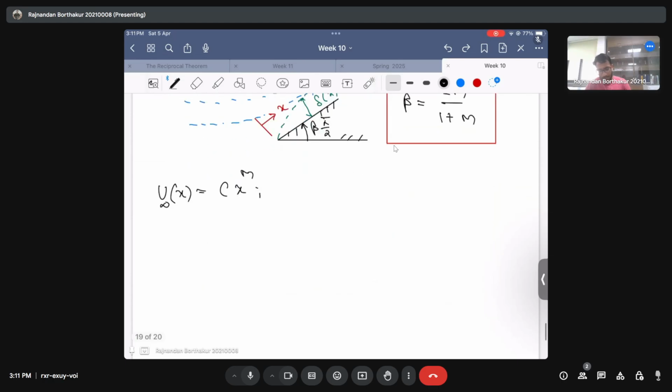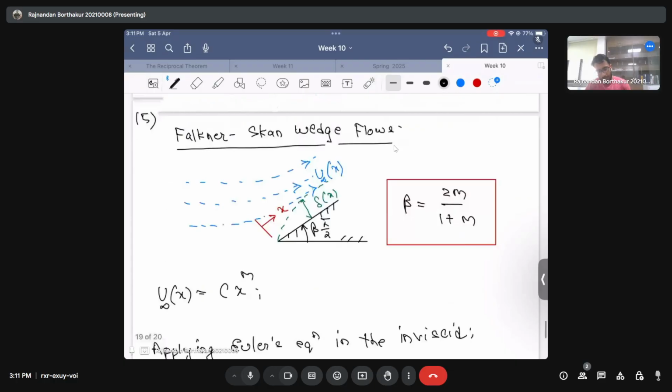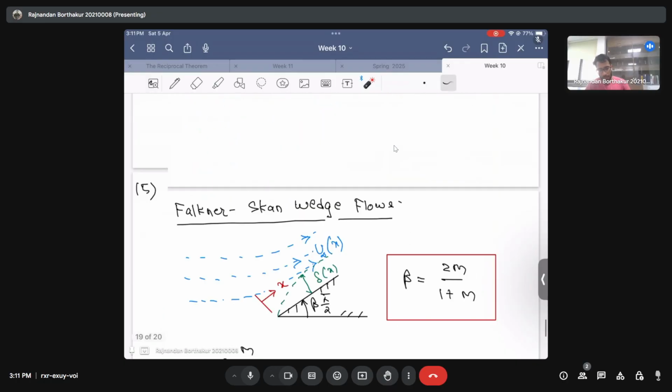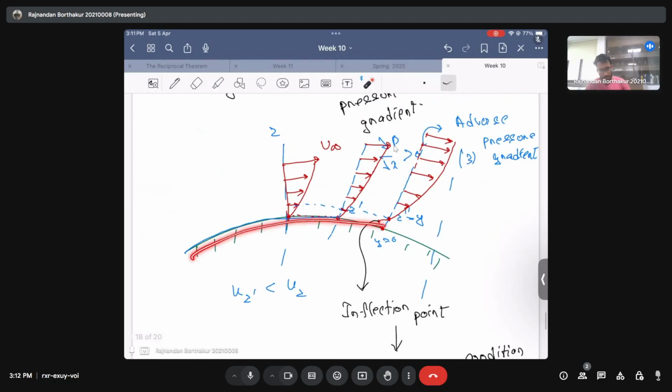Okay, so at first I apply Euler's equation in the inviscid region. Recall that we take the x-axis parallel to this plate, and the y-axis perpendicular to this plate. That's how we take the axes here. It's similar to the one that we took for these kinds of geometries.